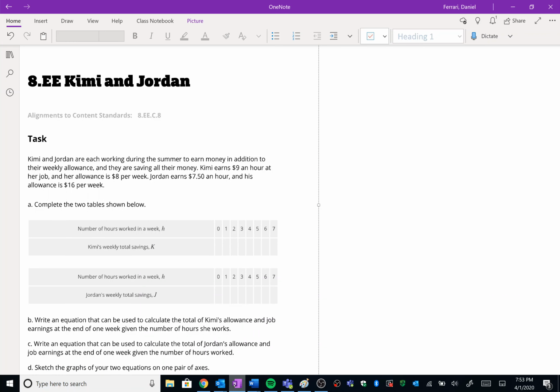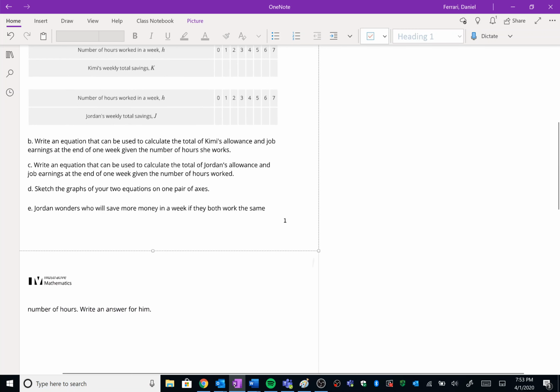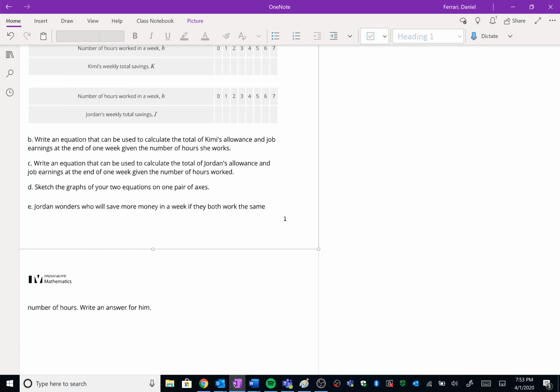So this time, the distance learning that I'm going to be focusing on in this section is the Kimi and Jordan assignment. There are two people, Kimi and Jordan, who are each working during the summer. They both get an allowance, and you're making a table to represent how much money they would make over hours, and then you turn those tables into equations. Then we sketch the graph, and at the end we answer some questions about how much money they're going to save in the week if they work the same number of hours.